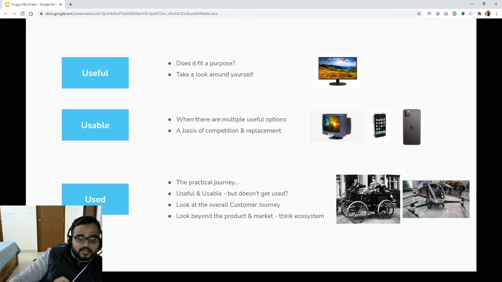The third part is basically anything that is beyond just the product in the market. It basically is the entire practical journey of using and adopting the product. A product can be both useful and usable, but it might not get used. So we can think more about the ecosystem.